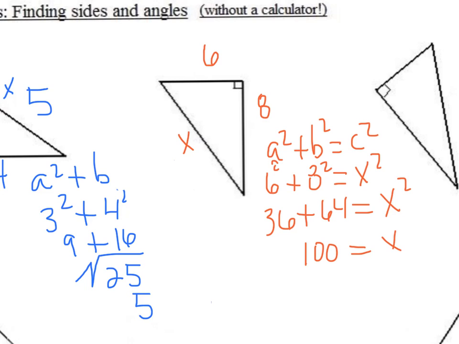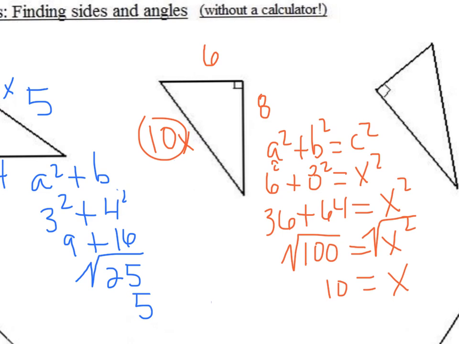is equal to x squared. If we find the square root of both of these, the square root of 100 is 10, and the square root of x squared is x. So we found out the length of the hypotenuse is 10 units.